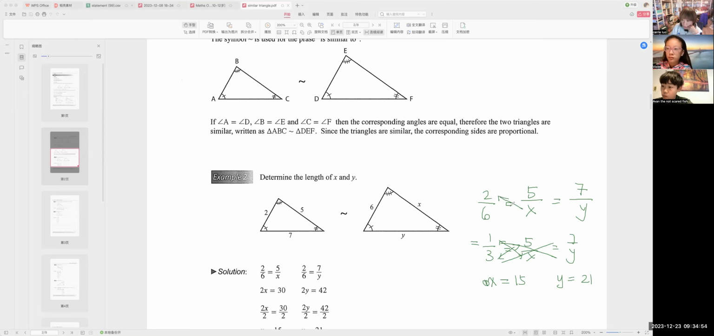If you don't want to simplify, how do we do it? If the question cannot be simplified, how do we do it? The same thing: 2x equals 30, so x equals 15. Get it, Evan? And 2y equals 42, Violet, so y equals 21.